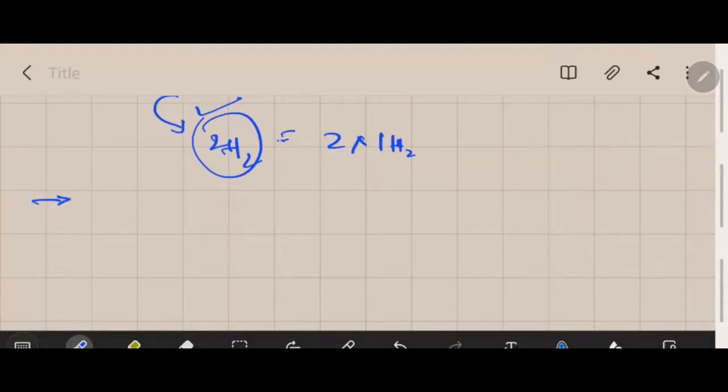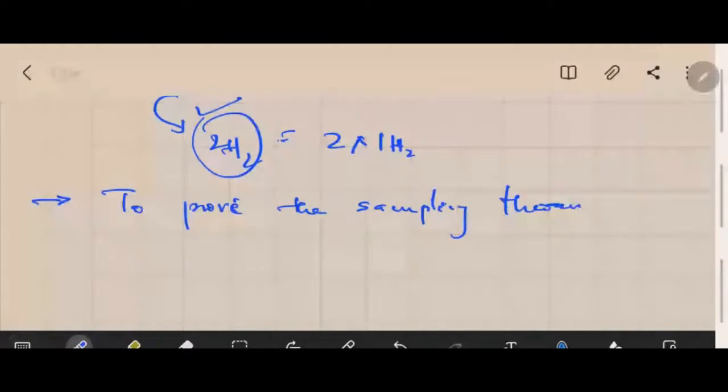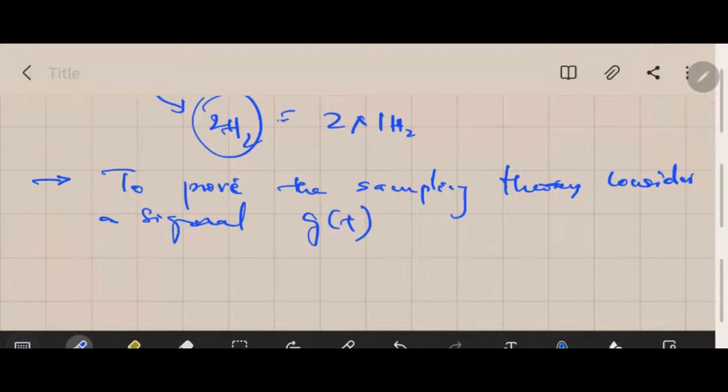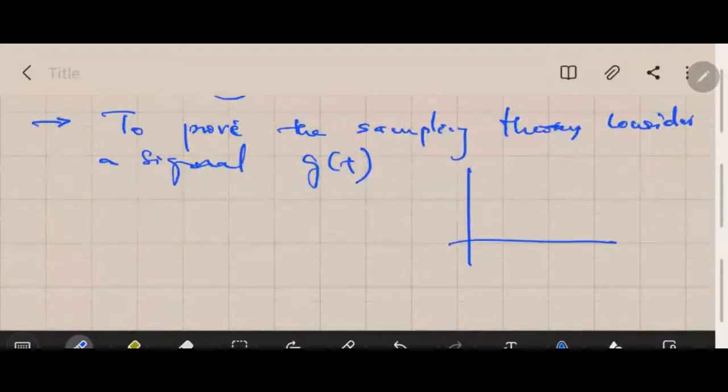Now let us prove the sampling theorem. Like why we should follow this kind of sampling theorem, let us prove that. Proving the sampling theorem is actually a part of a question that normally comes in the examination. They normally ask to state and prove the sampling theorem. So to prove the sampling theorem, let us consider a signal g of t, and we can draw that also. The signal g of t will be like this.